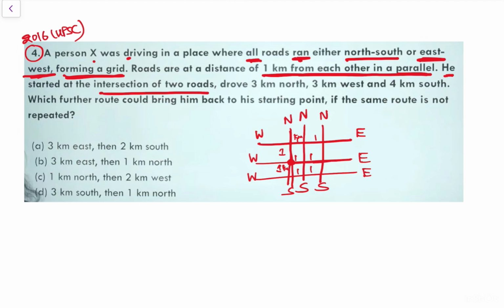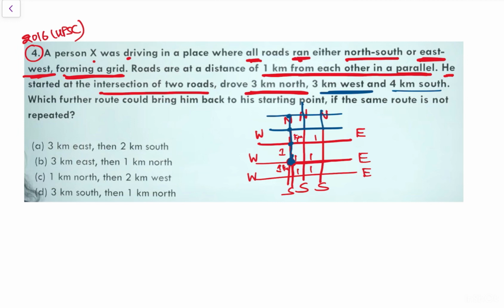Imagine he started from here, the intersection of two roads, because here this road and this road are intersecting, ठीक है, and drove 3 kilometers north. So imagine this is the starting point, and he drove for 3 kilometers north. North is this direction, ठीक है. So here 1 kilometer, 2 kilometer and 3 kilometer, imagine 3 kilometer north, then 3 kilometer west and 4 kilometer south.